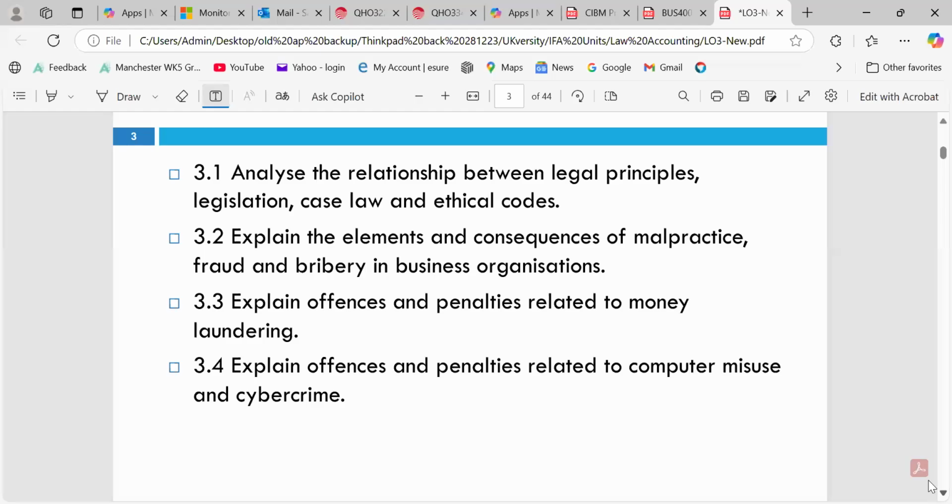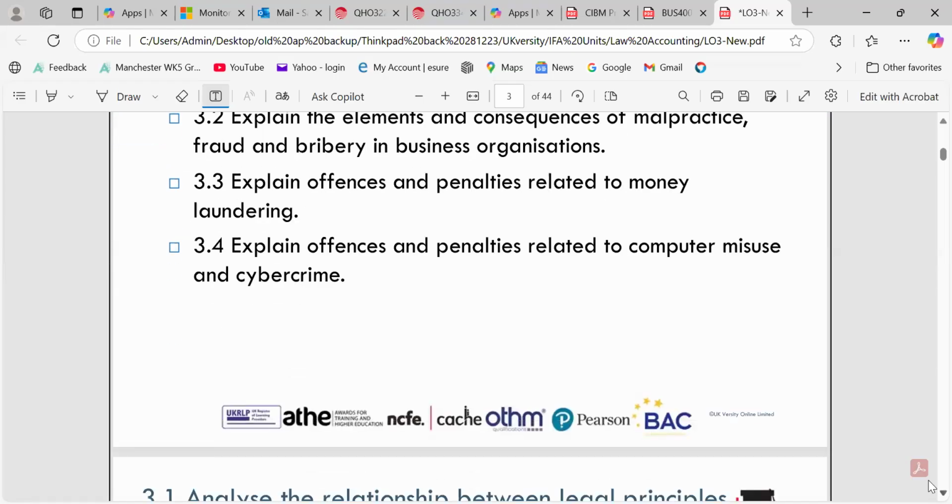Okay, so we can look around the offenses and the penalties related to money laundering, and what can be offenses or penalties related to computer misuse and cybercrime. That's what we need to look around in line with.